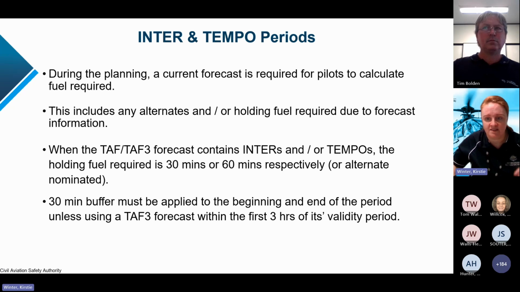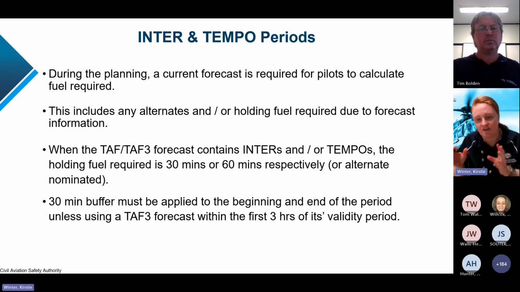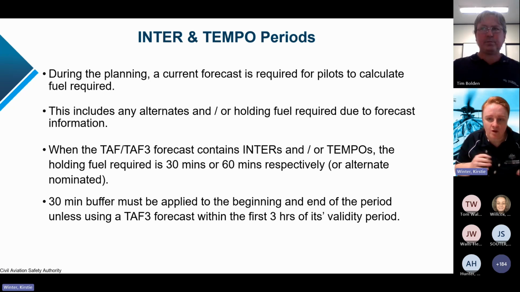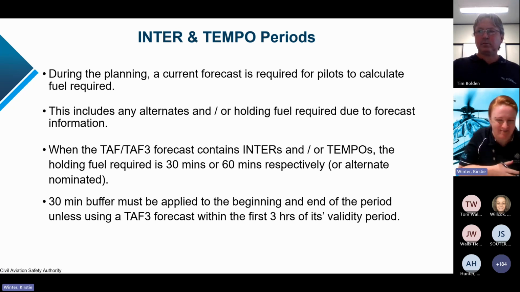So if our forecast has INTER or TEMPO, we can plan for an alternate or carry sufficient holding fuel. For an INTER, 30 minutes of holding, or for TEMPO, it's 60 minutes. Now, when forecasting for INTERs and TEMPOs for periods, Tim, how do forecasters actually determine what is an INTER or a TEMPO period that you are putting into that forecast?